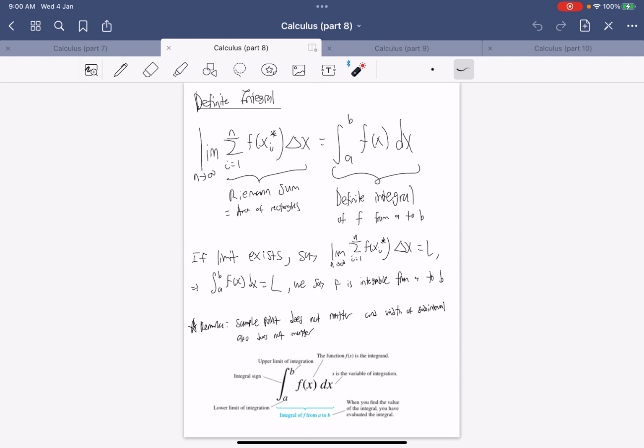And so this is the notation. The b will be known as the upper limit, a is the lower limit. The function you're integrating will be called the integrand, and x is the variable of integration. And really, now we want to learn how to evaluate such definite integrals, and we'll build our conceptual understanding.